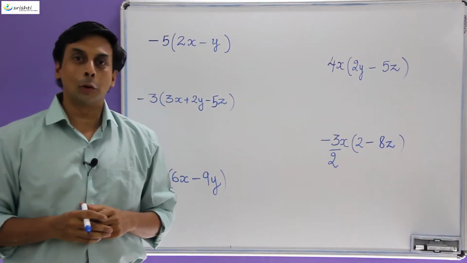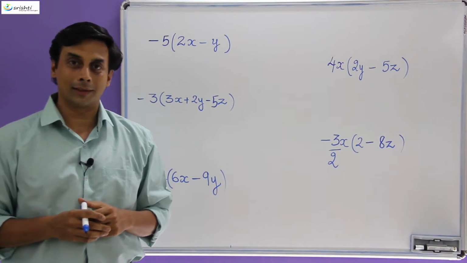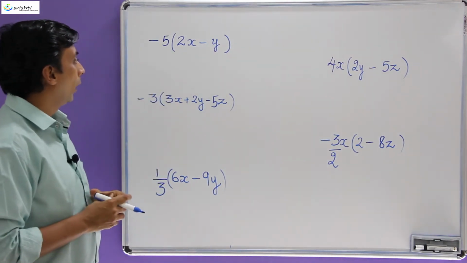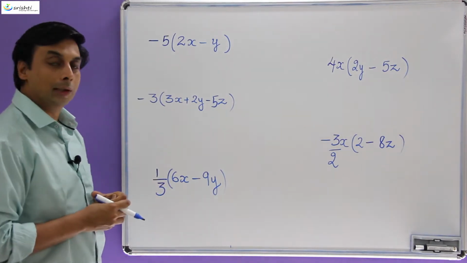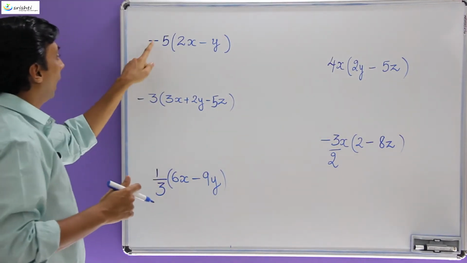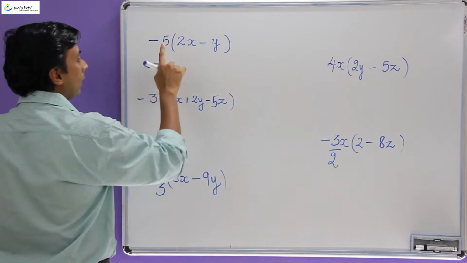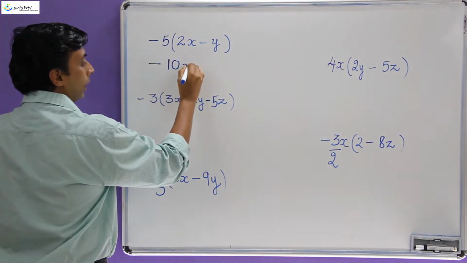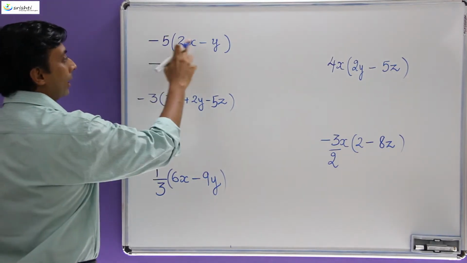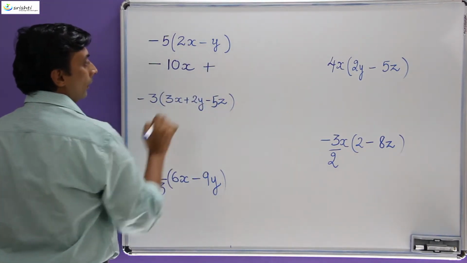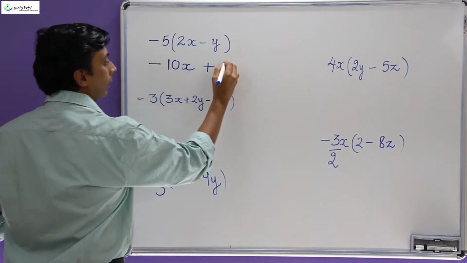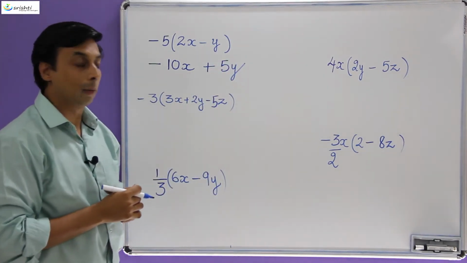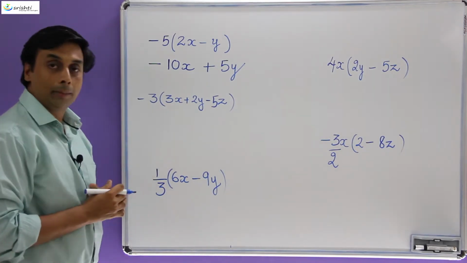So let us solve a few problems using the guidelines that we just discussed. Minus 5 bracket 2x minus y. So let's apply the signs, constants, variables guideline. Minus into plus, minus 5 2s are 10, followed by the variable which is x. Minus into minus, plus 5 into y, 5y, and the answer is minus 10x plus 5y. Let's solve the second problem.